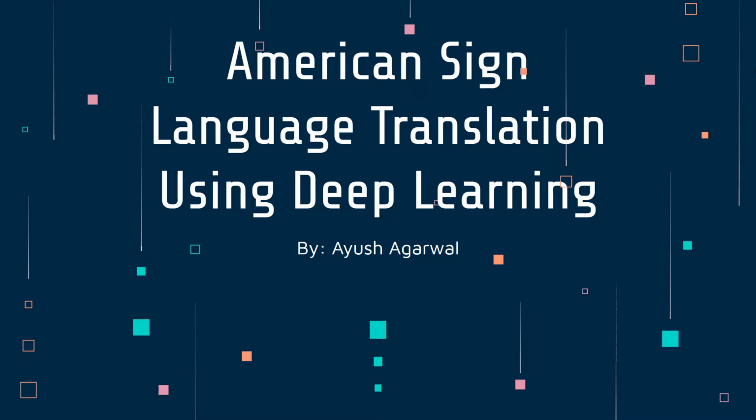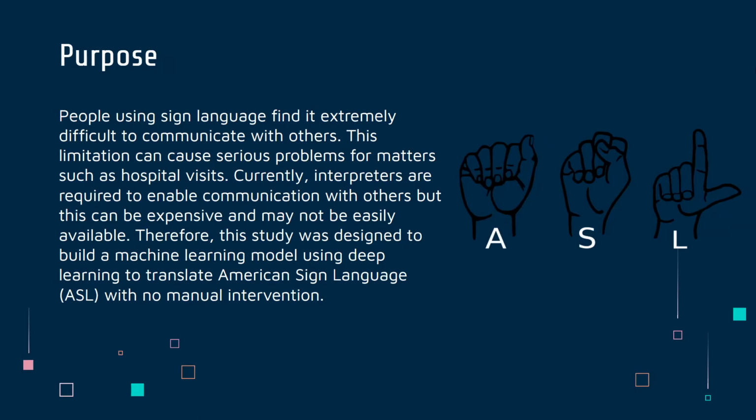Today, in North America, there are approximately 500,000 people who use sign language as their primary source of communication. However, people using sign language find it extremely difficult to communicate with others who are not familiar with the language, and this limitation can create substantial obstacles in matters such as hospital visits. Currently, interpreters are required to enable communication with others, but this can be expensive and may not be easily available. Therefore, the purpose of this study is to build a machine learning model using deep learning that can translate American Sign Language with no manual intervention.